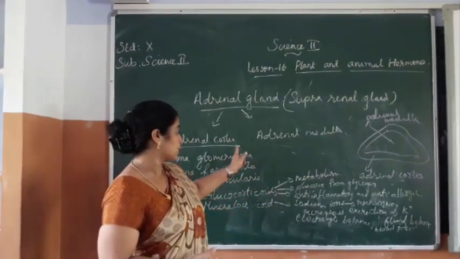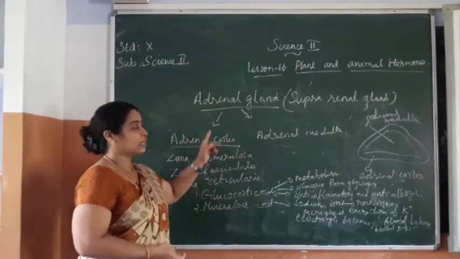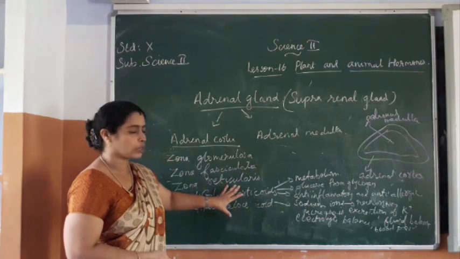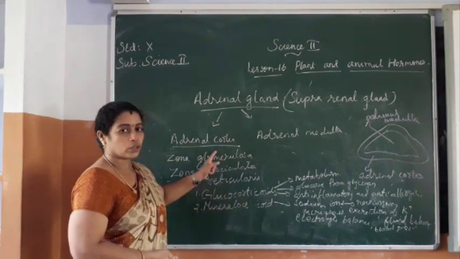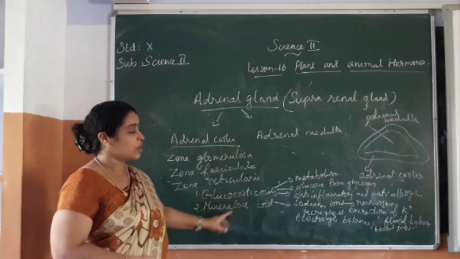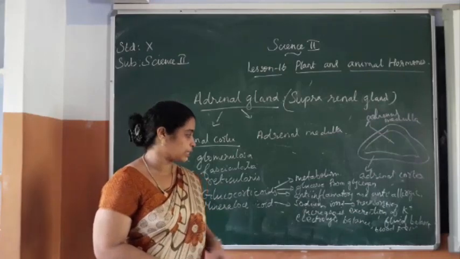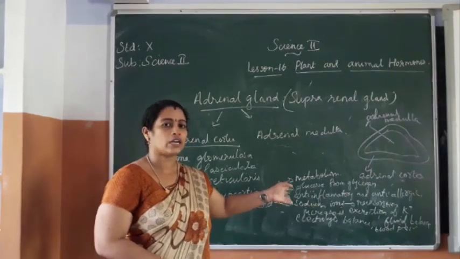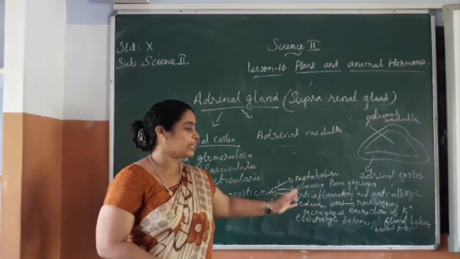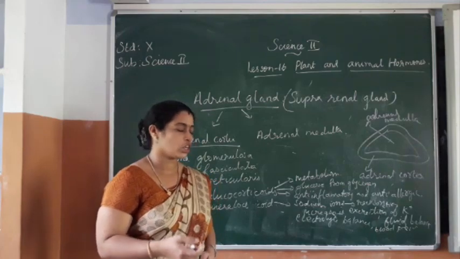These are secreted by the adrenal cortex. Once again, the adrenal cortex consists of three layers: zona glomerulosa, zona fasciculata, and zona reticularis. It produces two hormones, glucocorticoid and mineralocorticoid. What is the function? First, glucocorticoid helps in cell metabolism. It helps to convert glycogen to glucose. It also acts as an anti-inflammatory and anti-allergic agent.